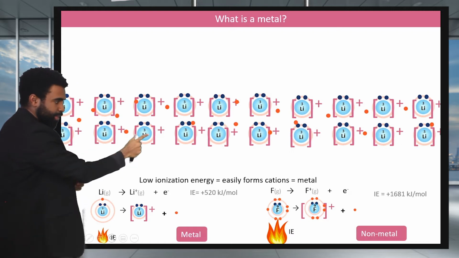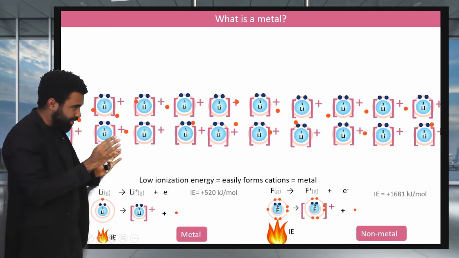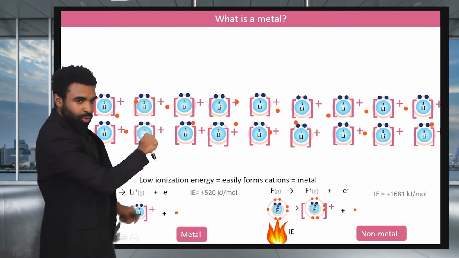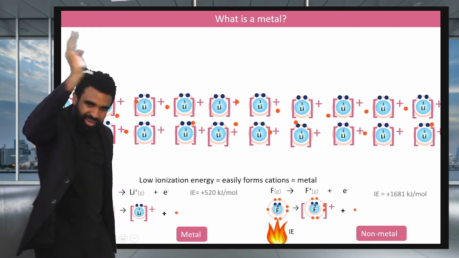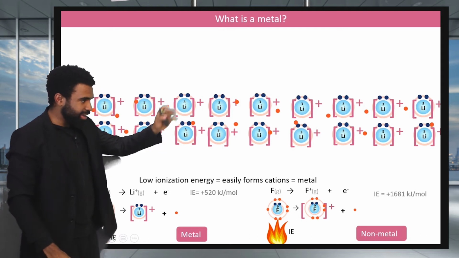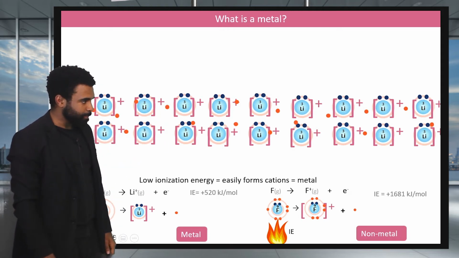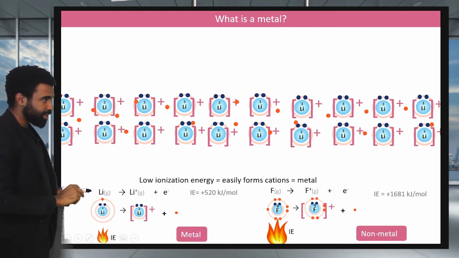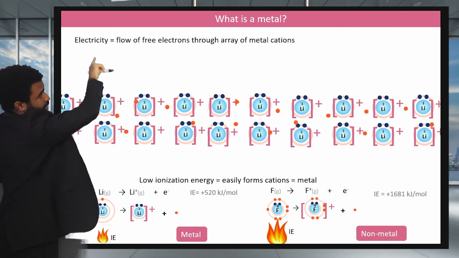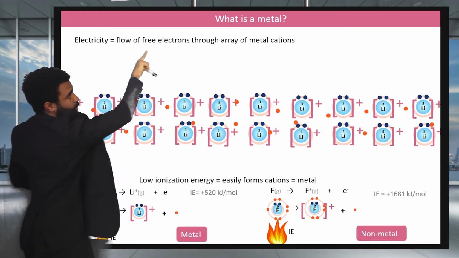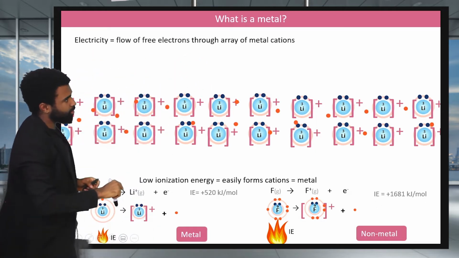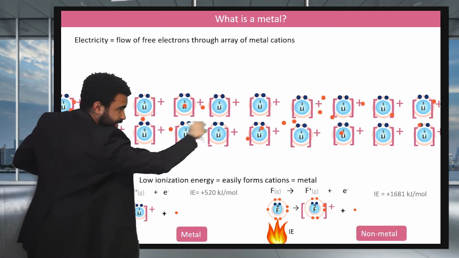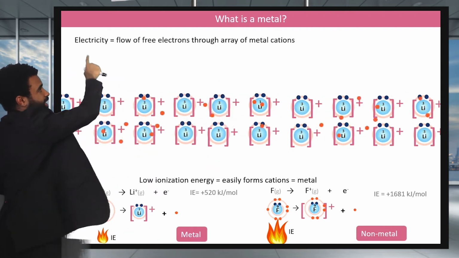Because lithium doesn't hold on tightly to its electrons, when it joins with other lithium atoms, what tends to happen is those electrons just tend to go willy-nilly, hanging about wherever they like to hang out. And because we have these free electrons, if we apply voltage, as we know, electricity is the flow of electrons through an array of metal cations. If we apply a voltage then, we can send electrons flowing, creating electricity.